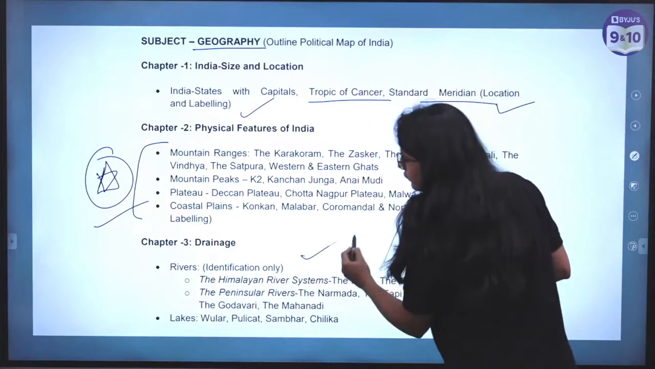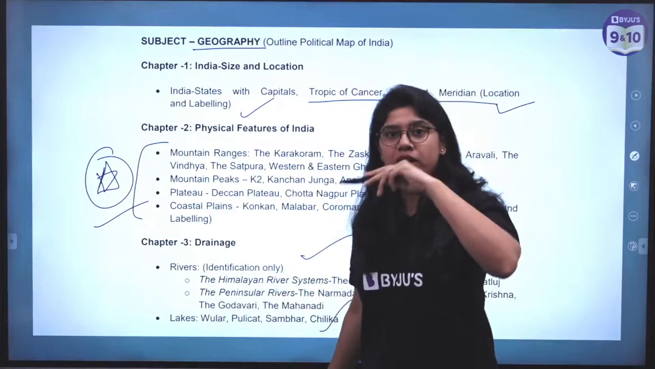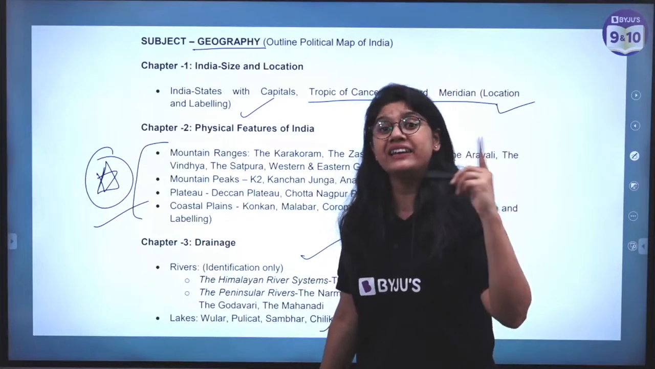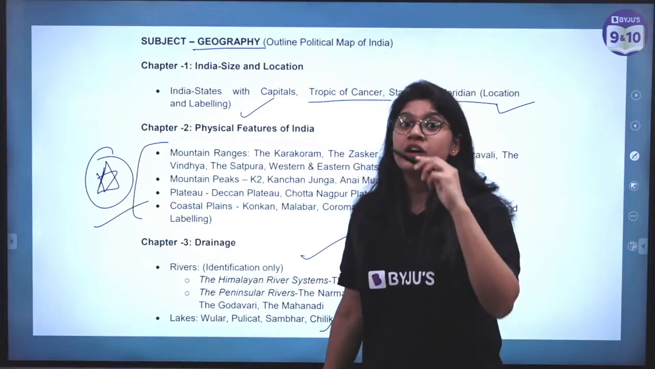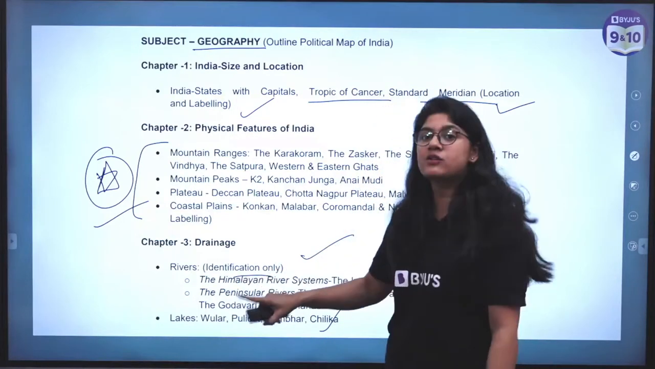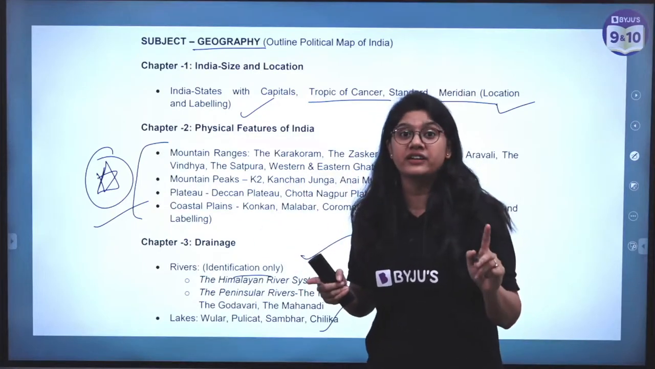Then of course we have the rivers just to identify. So rivers mein kya hoga? Koi aapko basically map pe rivers ko bana ke de denge, and you have to identify only. Aapko mapping mein rivers mark nahi karni hai. You will have the rivers already marked on the map. You just have to identify it.